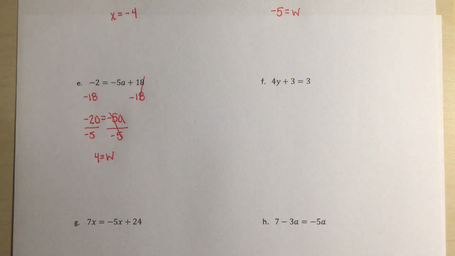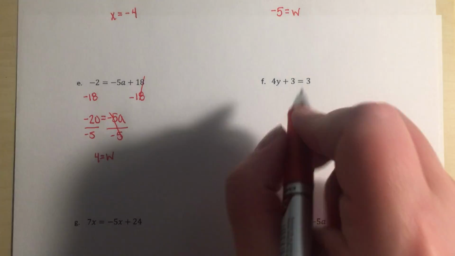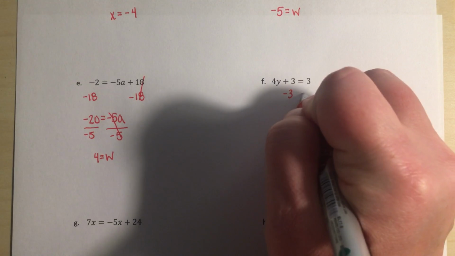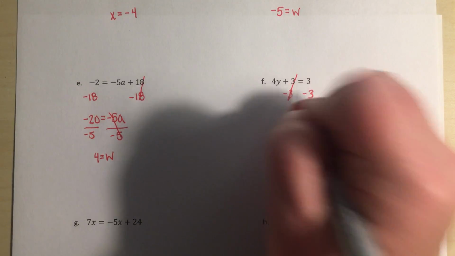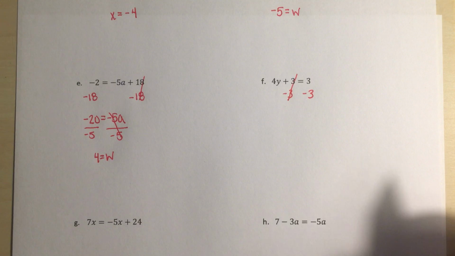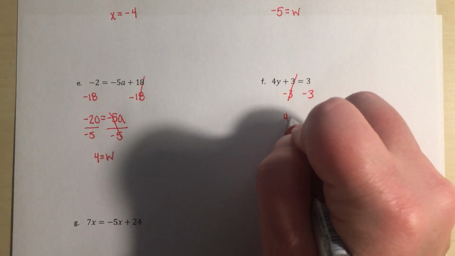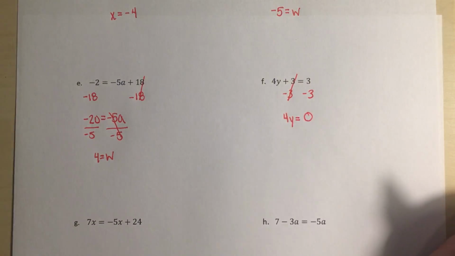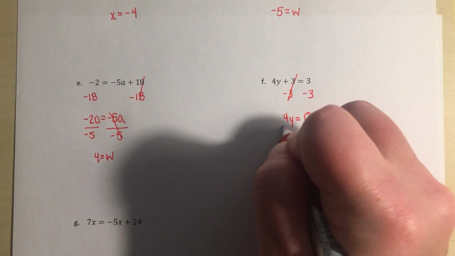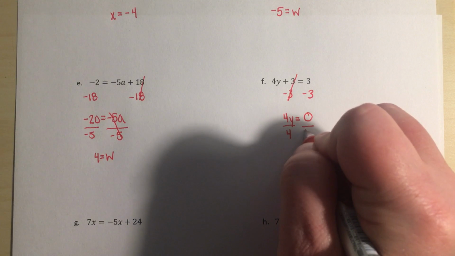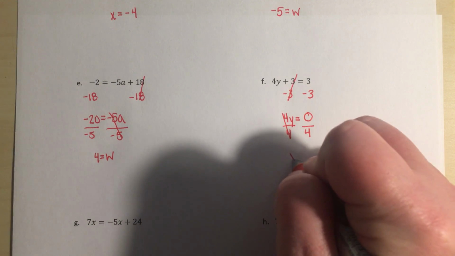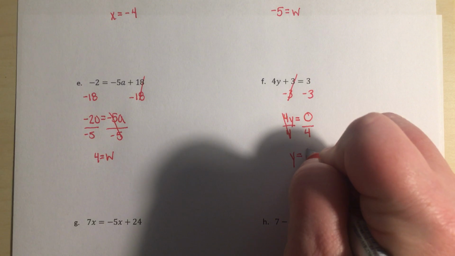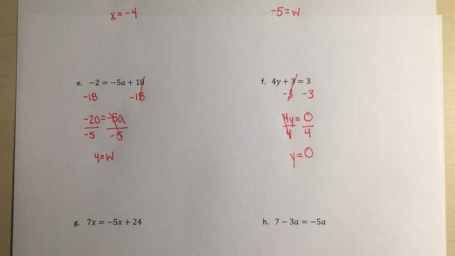All right, for F, 4y plus 3 equals 3. So we're going to start by getting rid of this 3. Again, it's our number that's not our coefficient on our variable side. Those cancel, we're left with 4y. 3 minus 3, well, that gives us 0. Divide both sides by 4 to get rid of our coefficient. 0 divided by 4 is still 0.